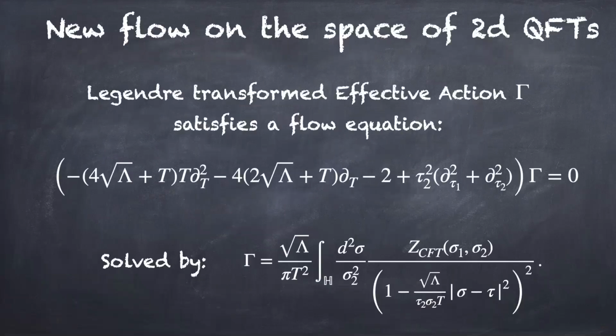So this defines a new flow on the space of 2D quantum field theories where the effective action, gamma, is Legendre transformed in a straightforward way and satisfies the following flow equation. One can furthermore identify from the kernel description shown previously that this flow is solved by a new kernel description, which is slightly complicated and a little bit more difficult to interpret. For more details on that, I refer you to our paper.